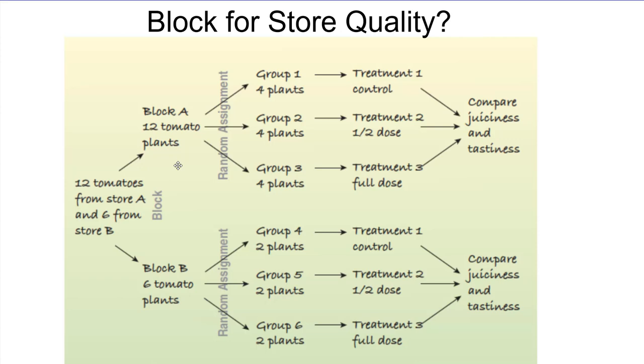Maybe the plants at store B were not as healthy as the ones at store A, or maybe they were slightly different species or something like that. And so, in order to remove the variation that would occur if we had all 16 of those plants mixed together, then randomly assigned, we're just going to run two separate experiments where the 12 from one store are separate from the 6 from the other. And then once we randomly assign them to their groups, we compare the juiciness and tastiness or whatever, which would be our response variable at the end.